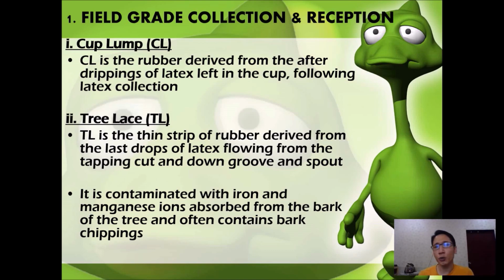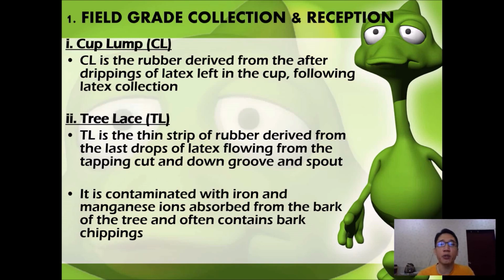And then the second one is tree lace. Tree lace is the strips of rubber derived from the last drops of latex flowing from the tapping cut, down the groove and the spouts. Tree lace is usually the final overflow of the latex from the rubber tree. Usually after you tap, the latex will flow for only a few hours, and the leftover latex flowing from the grooves of the tapped tree will auto-coagulate, and we call it tree lace.